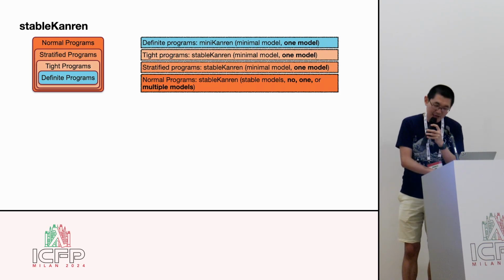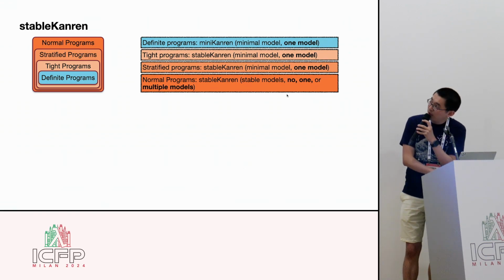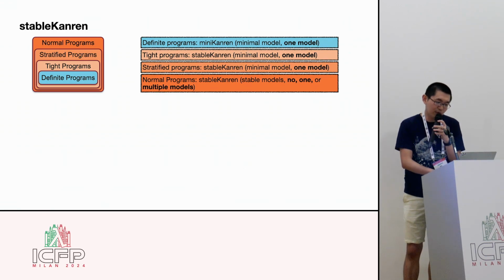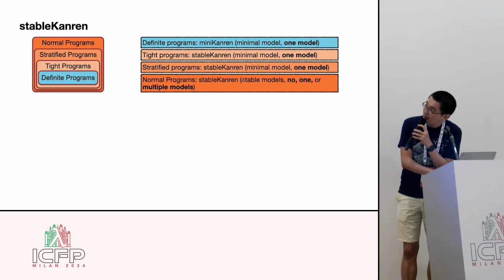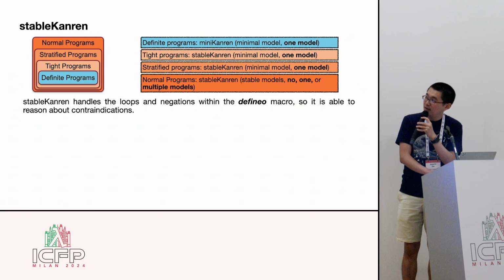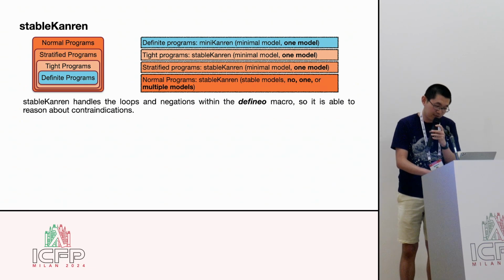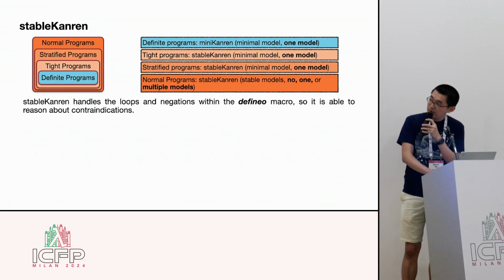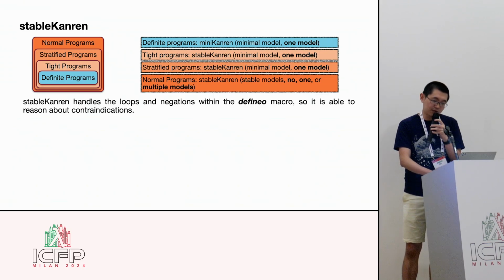Okay, so same hierarchy here. We already know the first three all have only one model. We only care about the last one, right? So stableKanren needs to handle it in the defineo macro. So that's why it's able to reason about a contradiction.